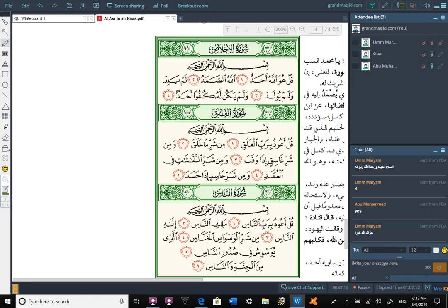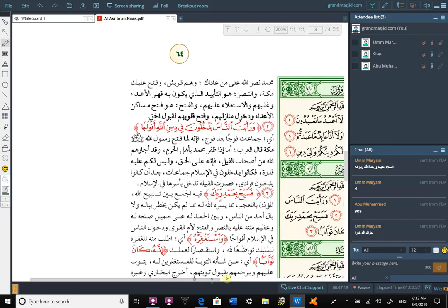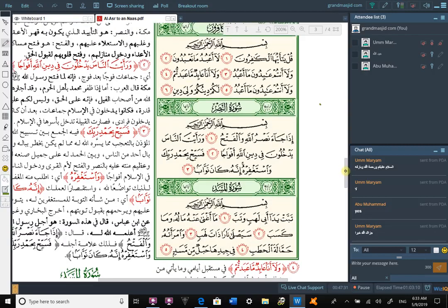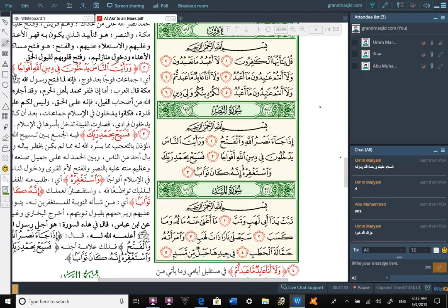There's no need for us to go further. Inshallah ta'ala, tomorrow we will meet with Qul ya ayyuhal kafirun, Idha jaa'a nasrullahi wal fath, and Tabbat Yada. Bi'idhnillah ta'ala, we will cover these 3 tomorrow. Okay?